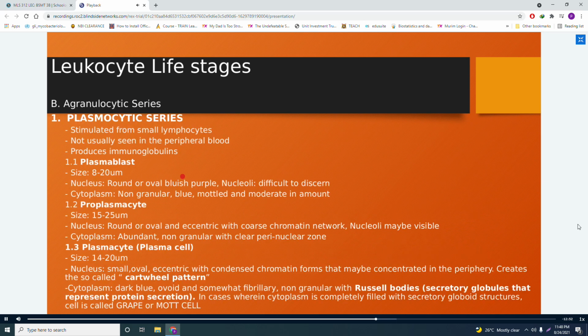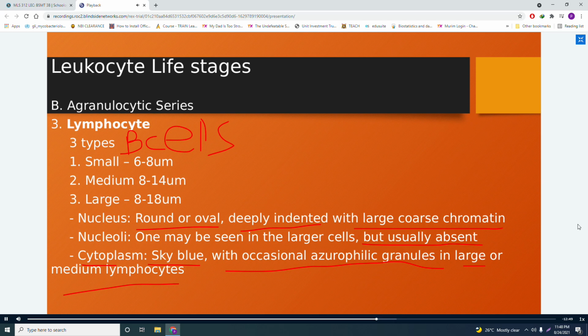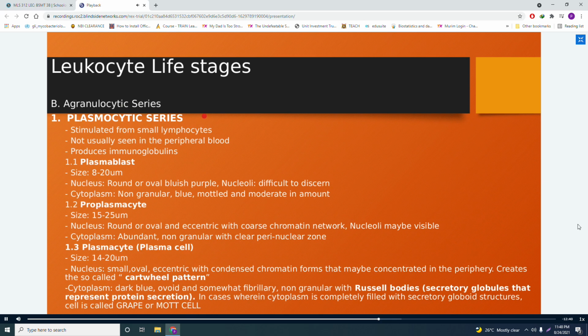Alright, let's proceed now. Class, I will be including the plasma cell. Since your B cells stimulate the production of your plasma cells producing antibody, we will discuss that. This is known as your plasmocytic series. This is stimulated from your small lymphocytes or your B cells, not usually seen in the peripheral blood, responsible for the production of immunoglobulin.